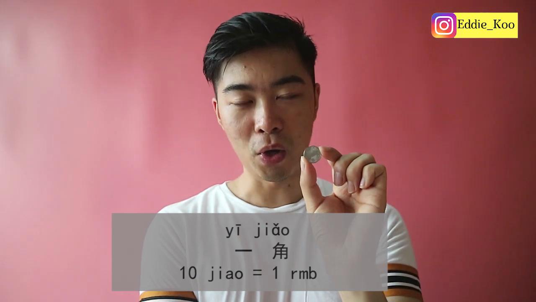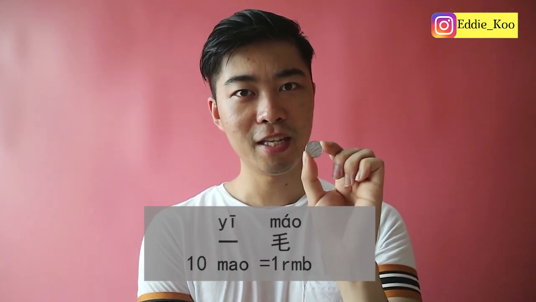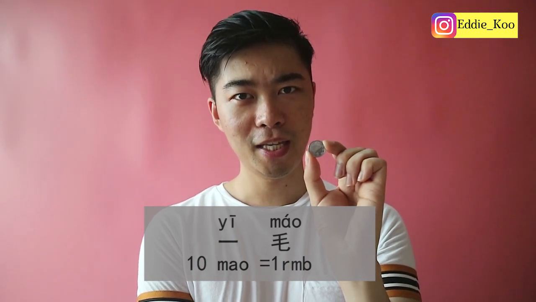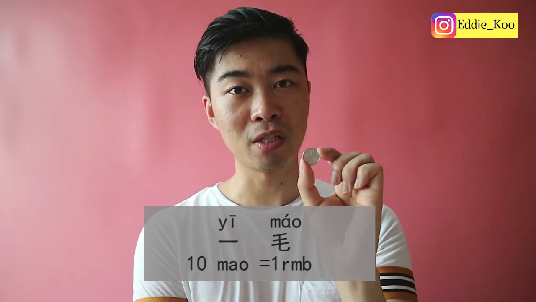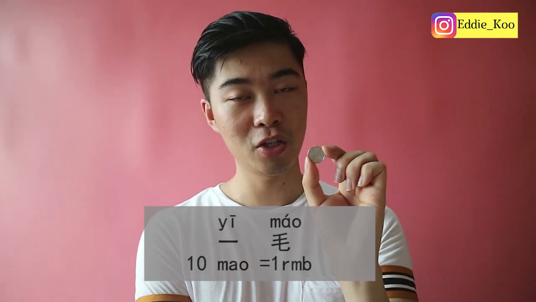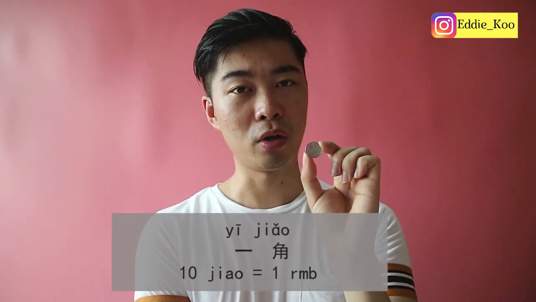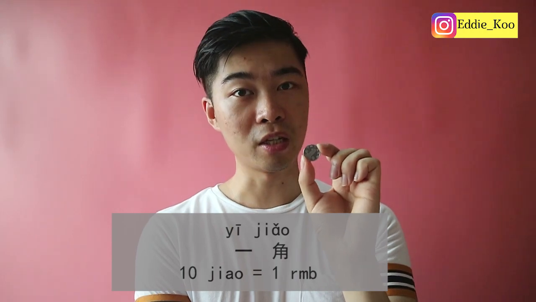But actually for this one, in spoken Chinese, we say 一毛, 一毛. We don't say 一角, we say 一毛 in spoken Chinese because it just sounds more natural. However, on the coin it says 一角. I guess it is more formal and the written way.